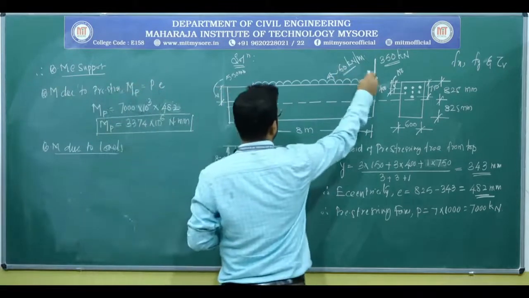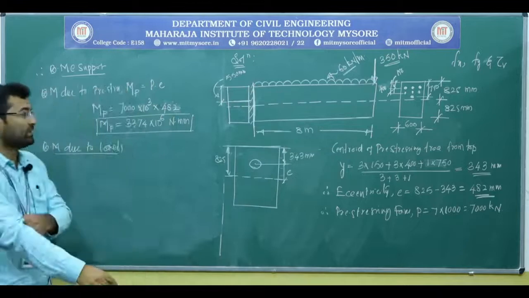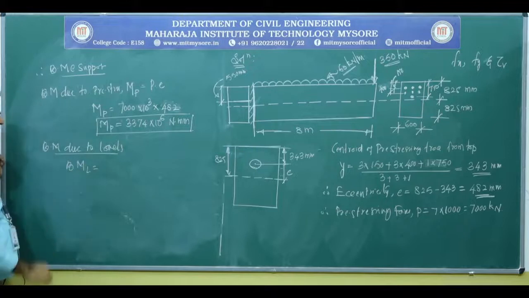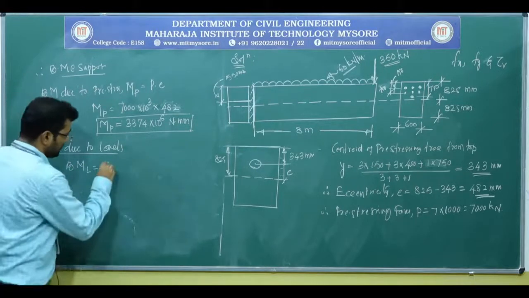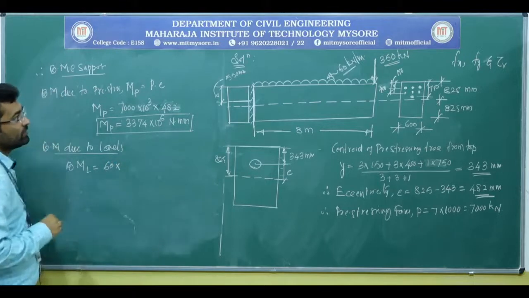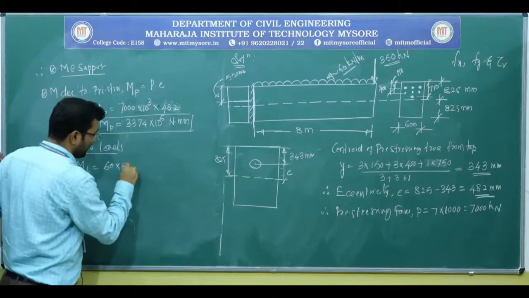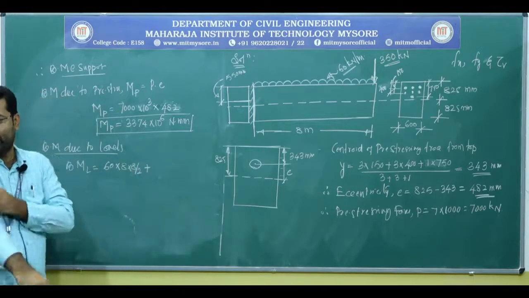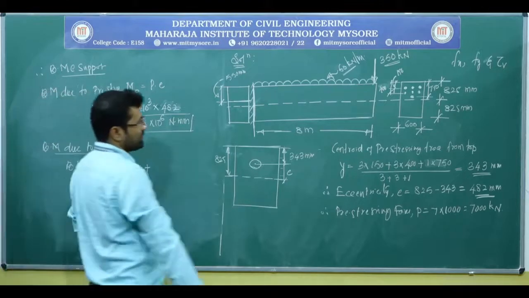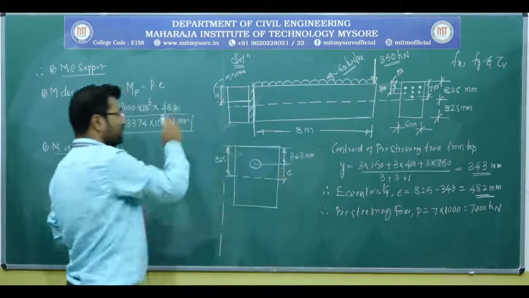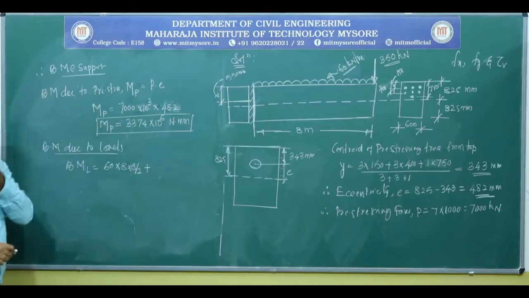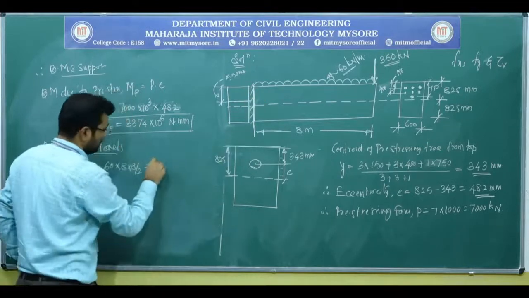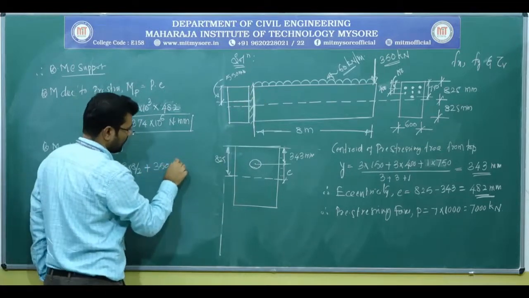So I have to take moment of these two forces about the support. So bending moment due to loads, that is 60 into the total span, which is 8 meter, 8 into 8 by 2, plus then we have a concentrated load. This will create a moment which is about 350 into 8.